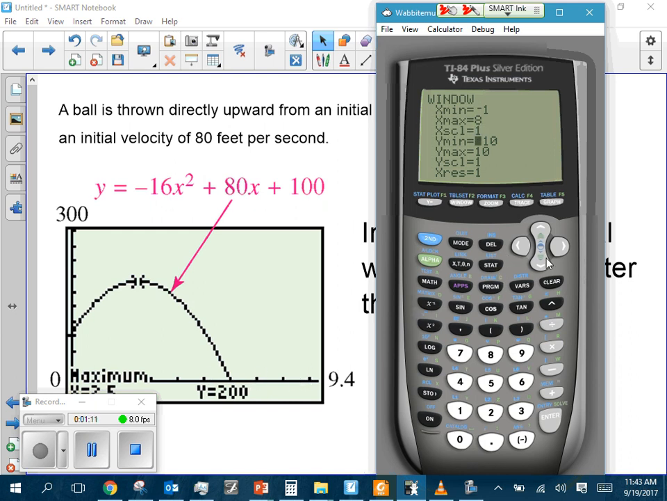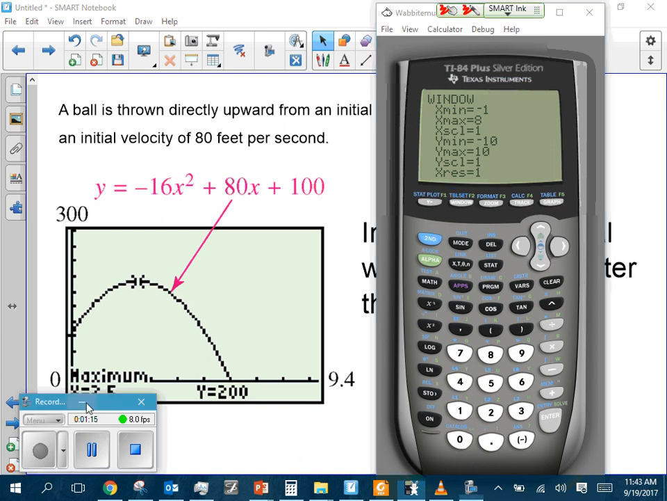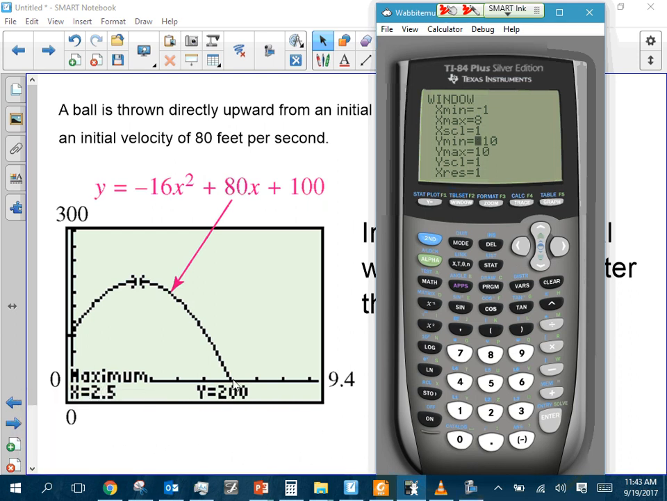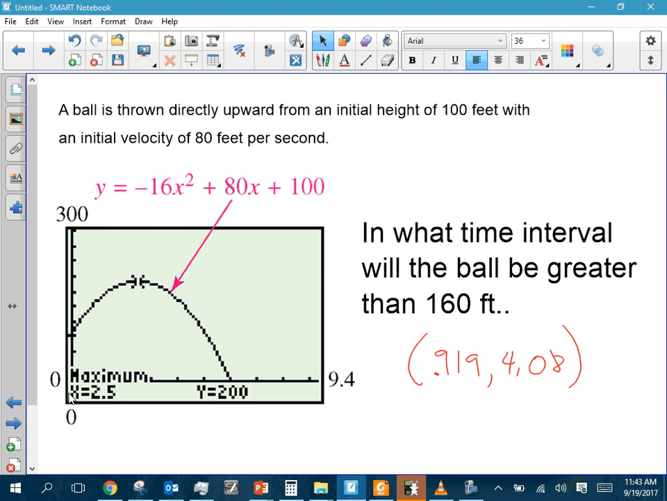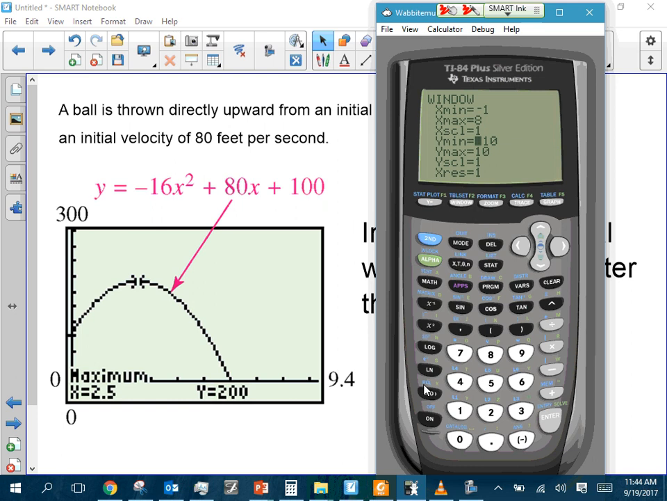Now my y minimum, I don't care about the negative y-axis because this point here is where we hit the ground. We don't want to go underground. And we really don't care about the values over here that are negative, because remember, this is time, so we don't care about negative time. That's why we really only focus on the first quadrant here.